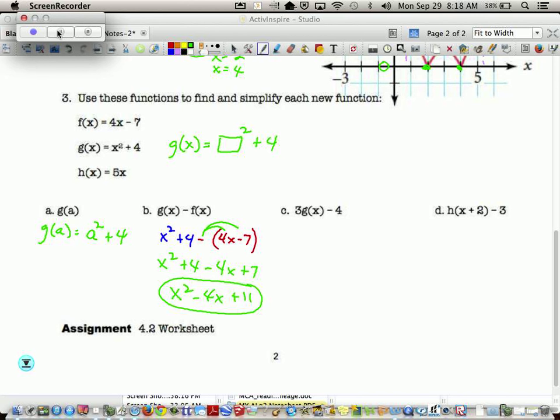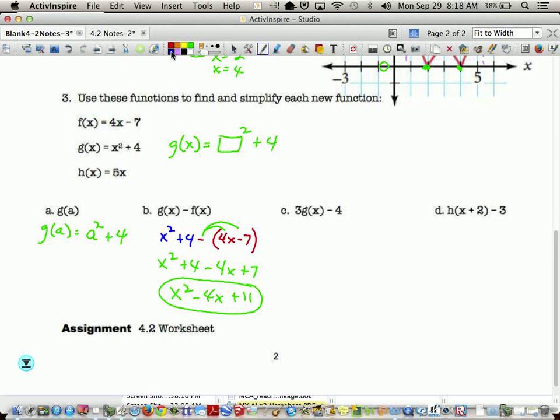When you read C, what is it? Somebody volunteered. What are they telling us to do in C? Somebody, Josh. Isn't it telling you to multiply? Multiply what? The g of x. Yep. And then... We got this. Minus 4. Subtract 4. Oh, I'm sorry. Maybe I didn't hear. Okay.